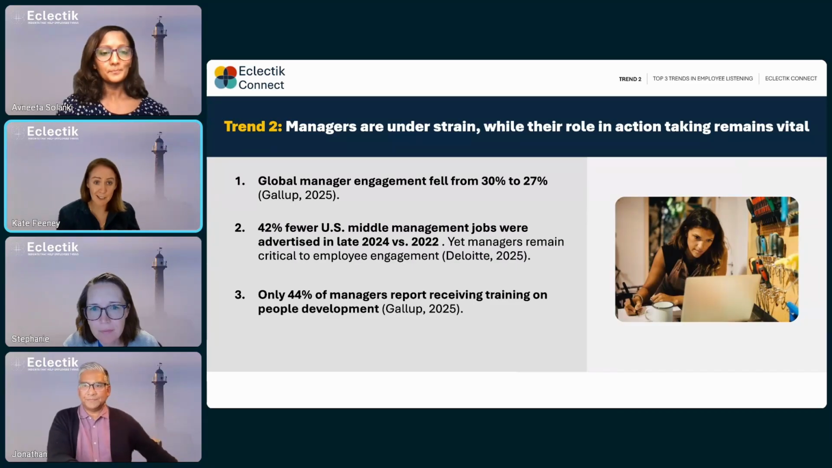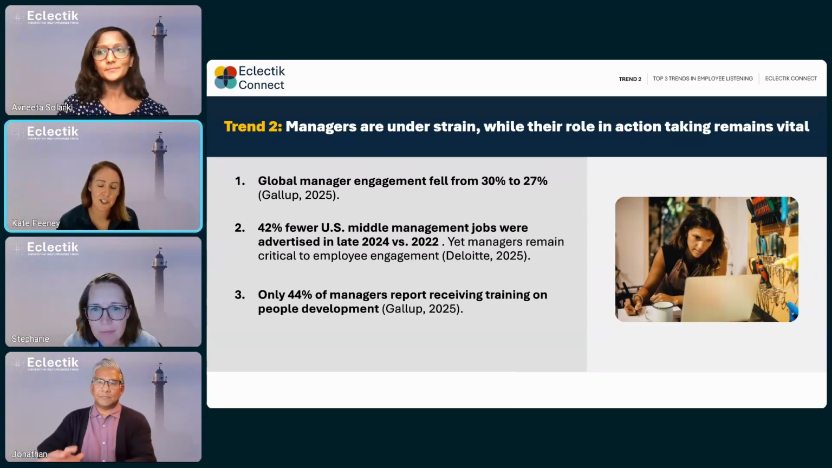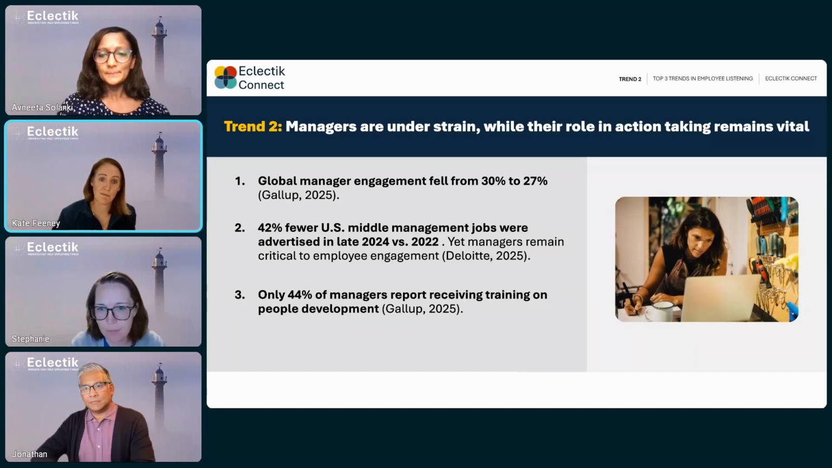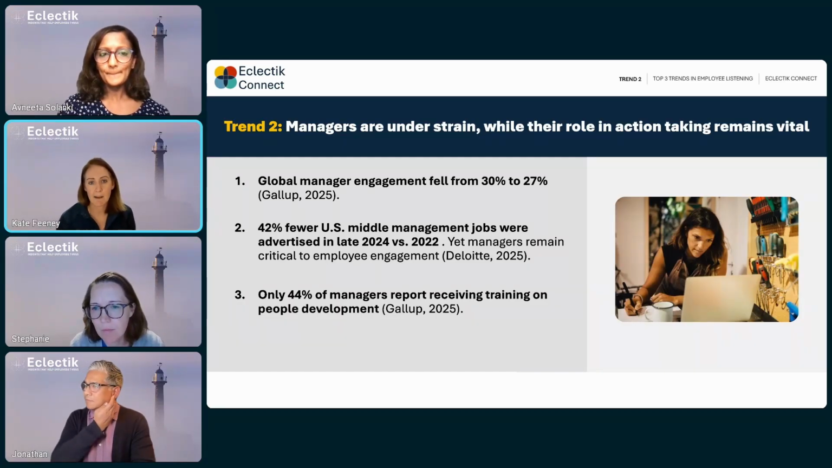And unfortunately, we're not meeting that challenge with support. If I was to give you one takeaway, it would be the importance of meeting managers not with more expectations and more reminders of the impact they have, but instead with support. Only 44% of managers are actually receiving training on people development at all, and 70% of managers don't get manager development when they first start that role.